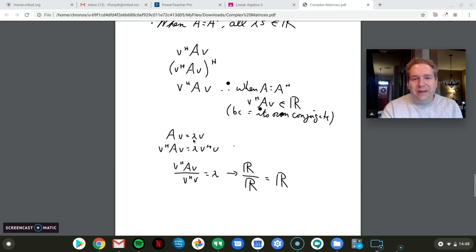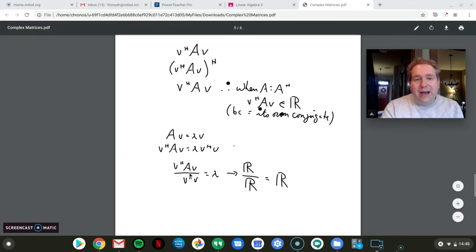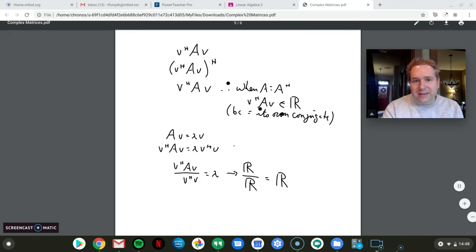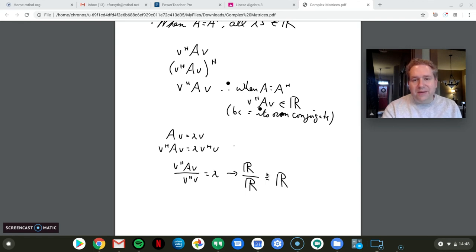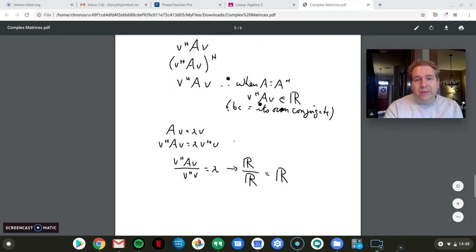So if AV equals lambda V, and I multiply both sides of this by V Hermitian, I get that V Hermitian AV over V Hermitian V equals lambda, because this, we've just shown up here, is its own conjugate. This is a real number. This is a real number because this is the length squared of V. Right? That's how we find length in complex vectors. So real divided by real equals real. So all of these lambdas have to be real numbers in that case when A equals A Hermitian.